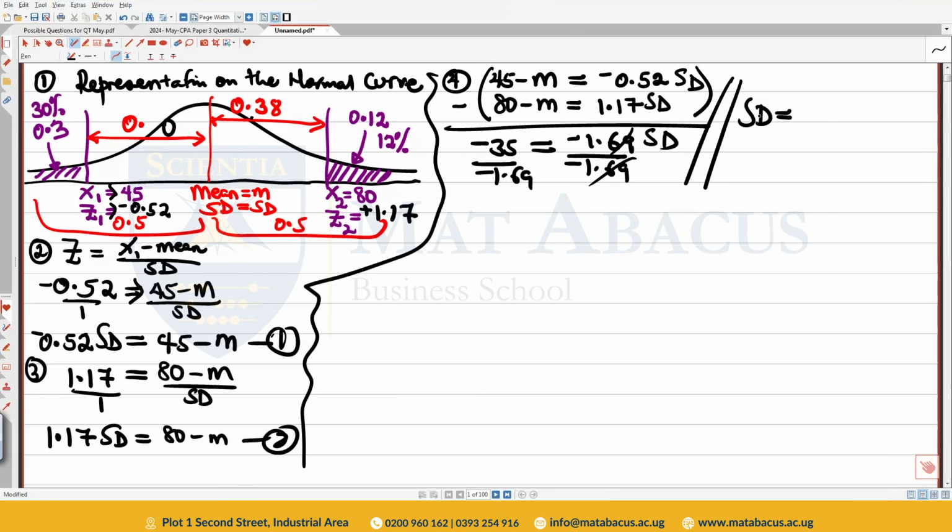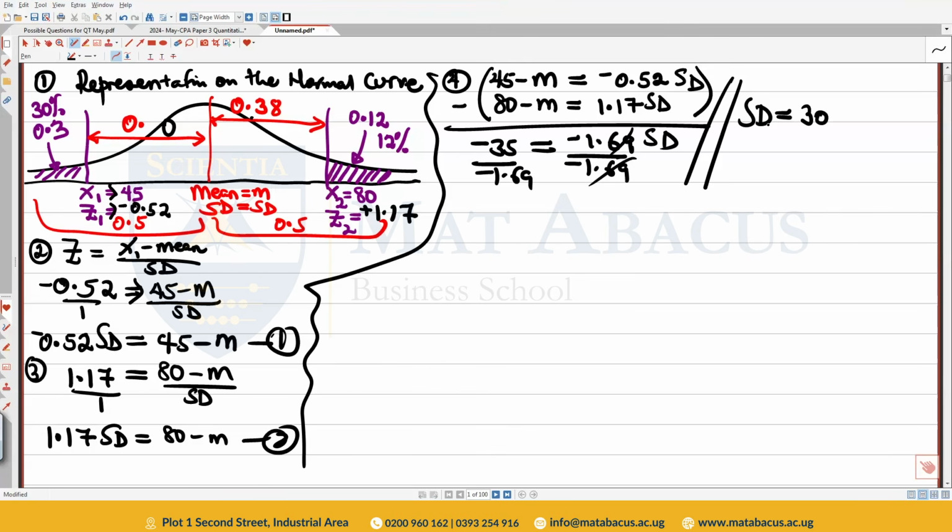I think this should be our last question so that I don't overburden you, but we are going to release more of these. So 35 divided by 1.69. I'm seeing 29.9, which is approximately 30. I strongly believe we've not made any mistakes. What was the SD value? This is 30.